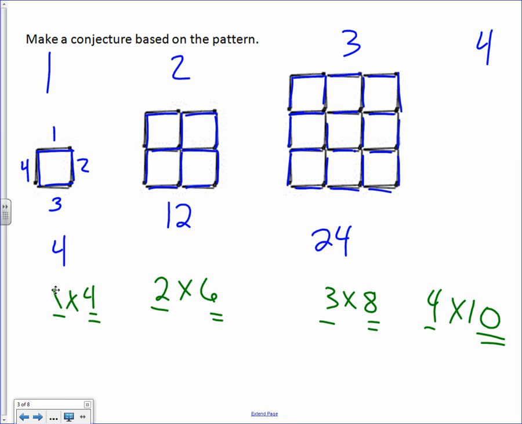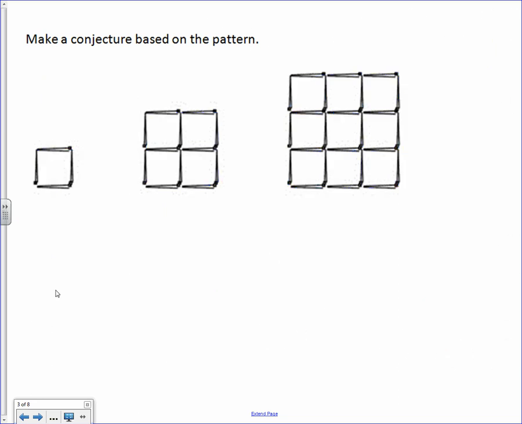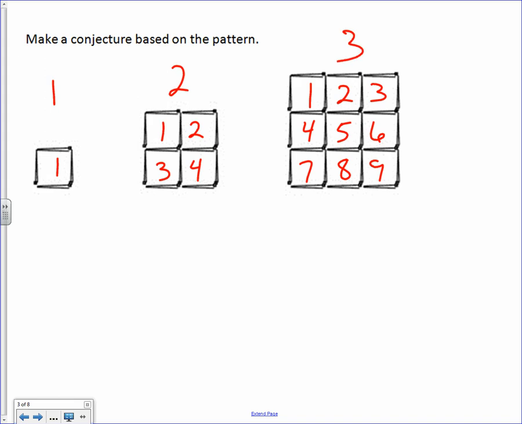The second thing that we can do here, and maybe this one you noticed more easily, is that we also could talk about this where we look at how many boxes there are. So in the first one, we have 1 box being made. In the second, we have 4. In the third, we have 9. So in our first set, we have 1. In our second, we have 4. In our third, we have 9.